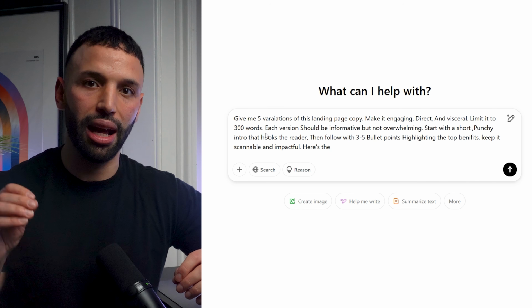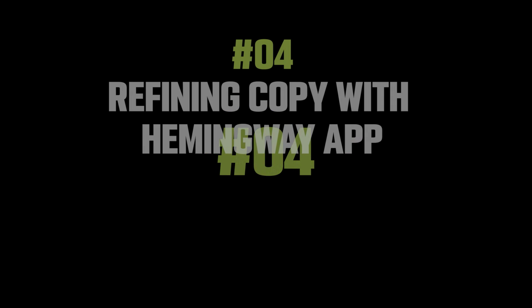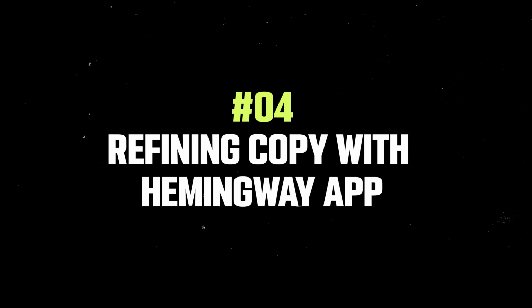Here's the copy, XYZ. You need 2 types of prompts for those 5 sections. 1 prompt for the headline, 1 prompt for the body copy. So with that said, let's go to step 4, which is refining the copy with the Hemingway app.